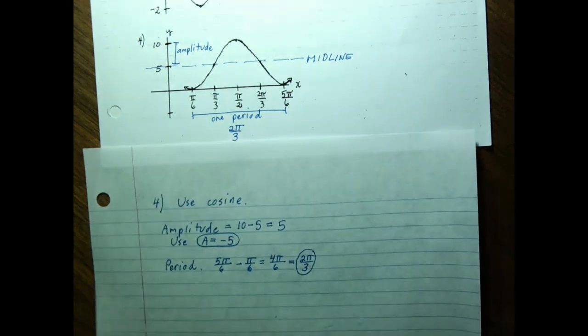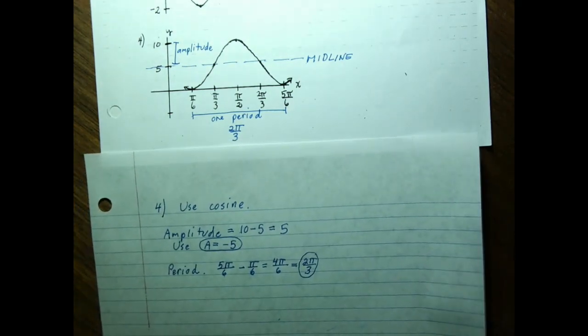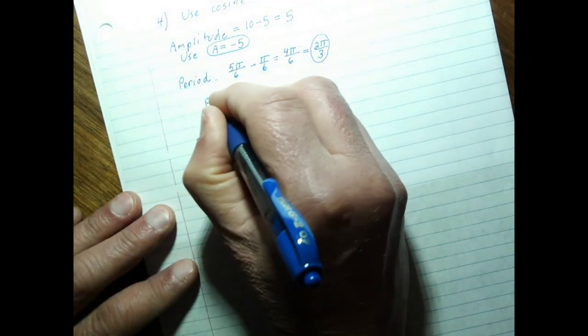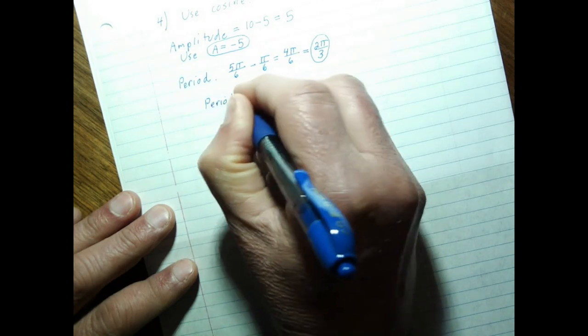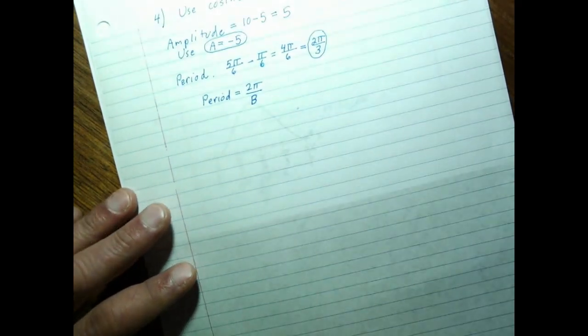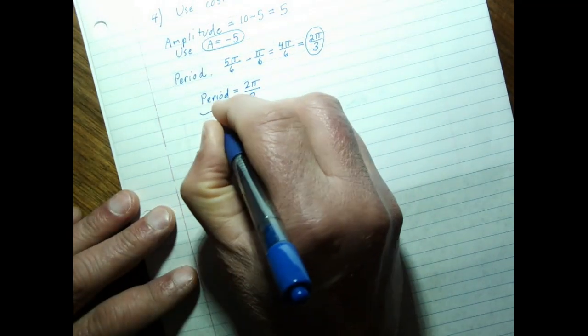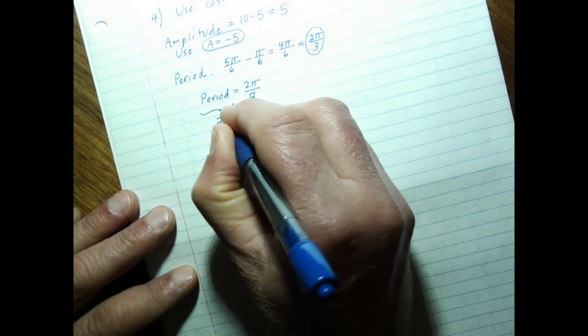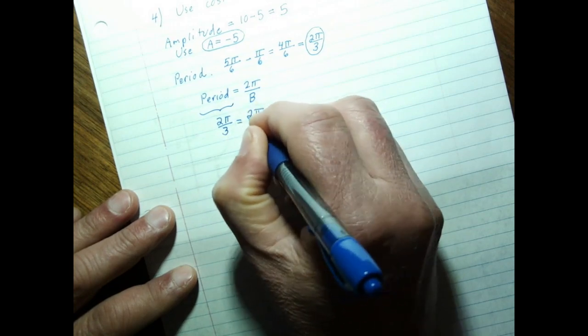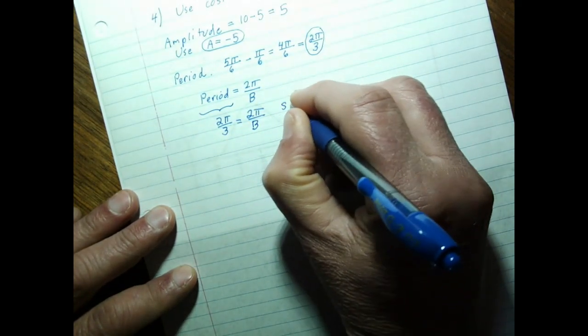And okay, now we want to use my formula. Period is equal to 2 pi over b. We need to find out the value of b. And so the period, 2 pi over 3, is equal to 2 pi over b. And you have to solve for b.